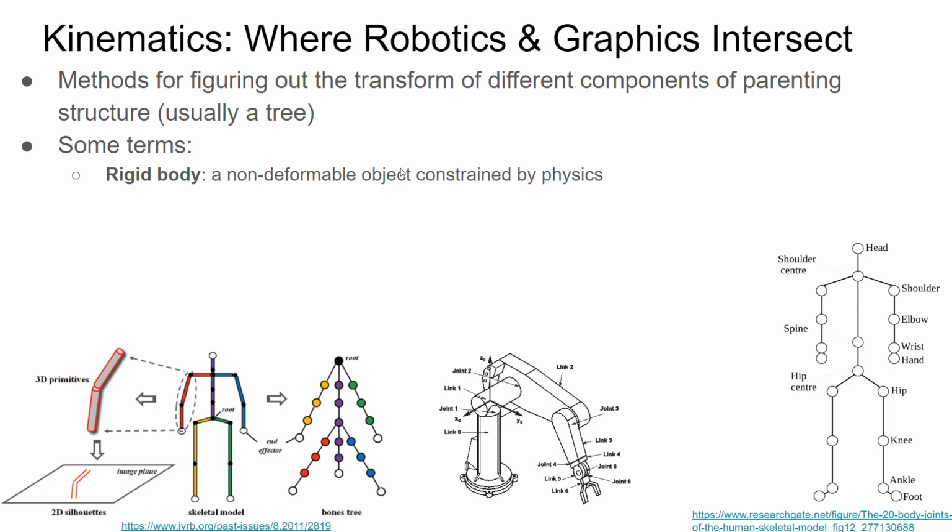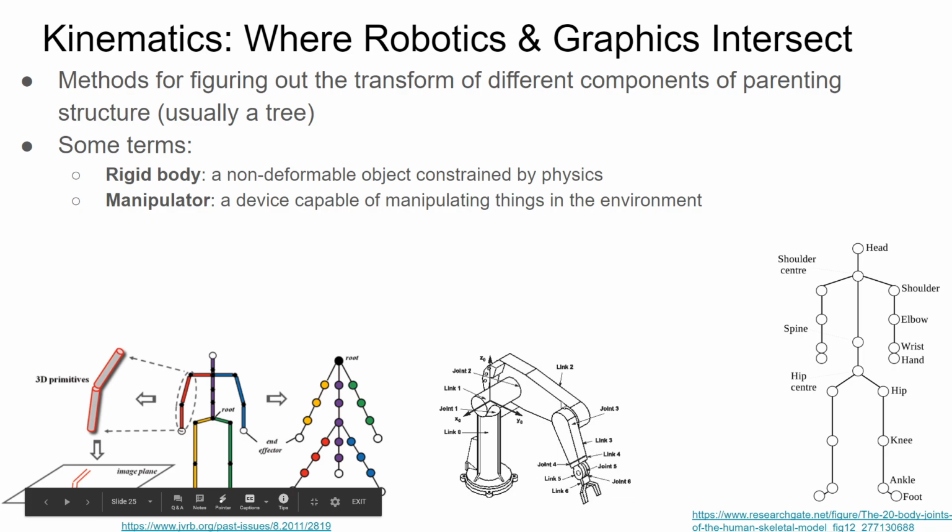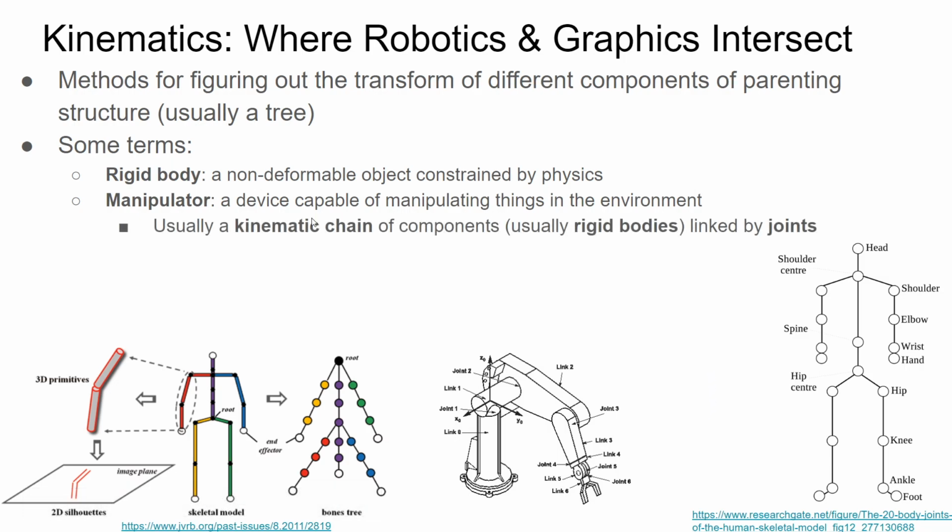And soft bodies are not very common in game engines because they're computationally really expensive, so we won't talk too much about soft bodies. A manipulator is any device that's capable of manipulating things in the environment. So, for example, on this robot, the manipulator would be... the definition seems to vary a little bit, but some people would consider the entire arm the manipulator, some people would consider only the hand the manipulator. But usually we think of manipulators as a kinematic chain of components, which in robotics and graphics will usually be rigid bodies, and they're linked by joints.